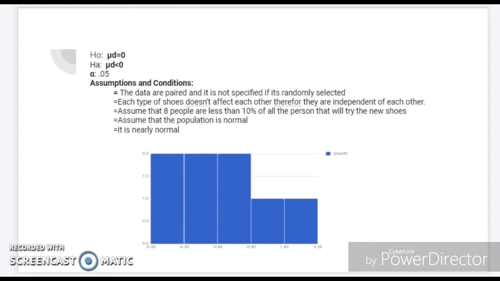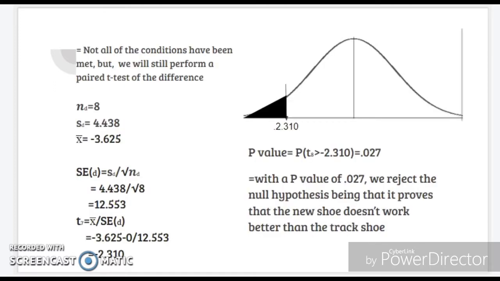Assumptions and conditions. The data are paired, and it is not specified if it's randomly selected. Each type of shoes doesn't affect the other, therefore they are independent. Assume that 8 people are less than 10% of all the persons that will try the new shoes. Assume that the population is nearly normal according to our histogram. It is a little bit skewed to the right. Since not all the conditions have been met, we'll still perform a paired t-test.